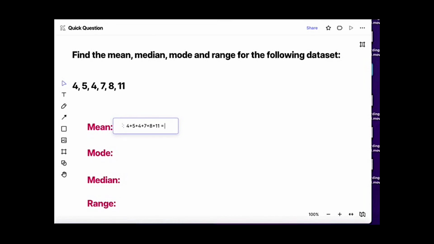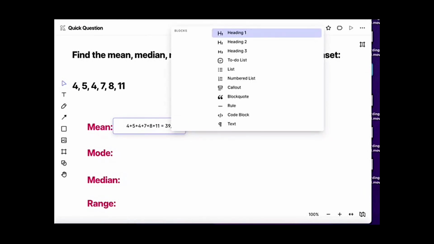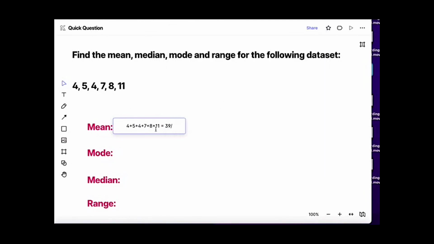So we've got 39. All right. But we're not done yet. When we're calculating the mean, we said we first add all of the numbers, and then we divide it by the amount of numbers that we have in our data set. So how many numbers do we have in our data set? We got 1, 2, 3, 4, 5, 6. So that means we're going to divide our 39 by 6, which gives us 6.5. So the mean is 6.5.